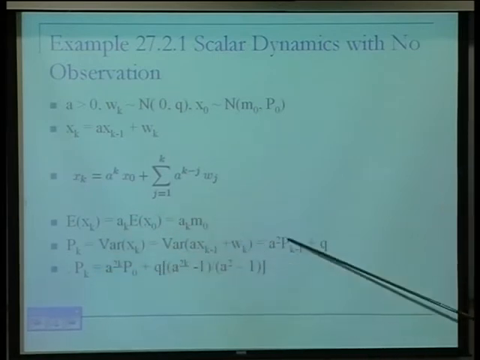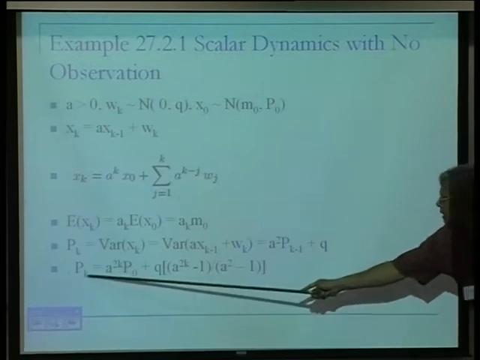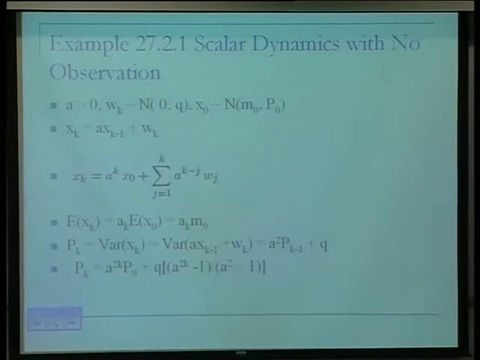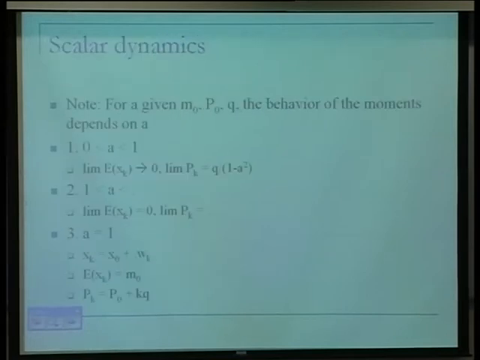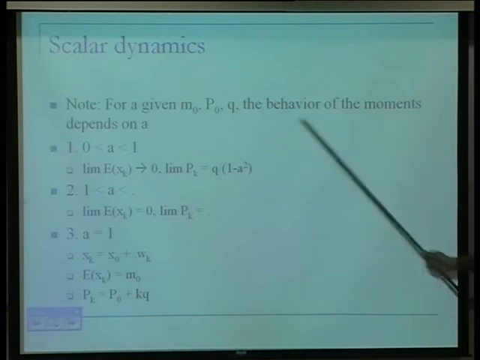Pk is equal to a squared pk minus one plus q. Pk is equal to that quantity. I'm going to show you quickly several things. So for a given m naught, p naught, q, I want to be able to compute the behavior of the moment. I'm assuming linear dynamics.